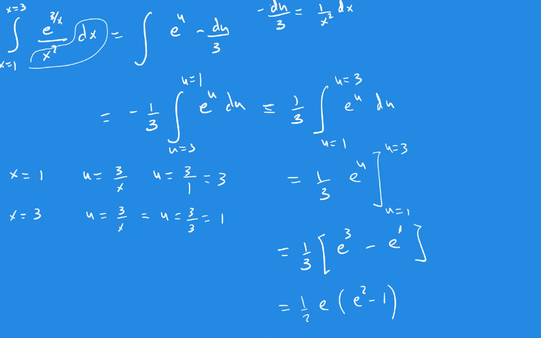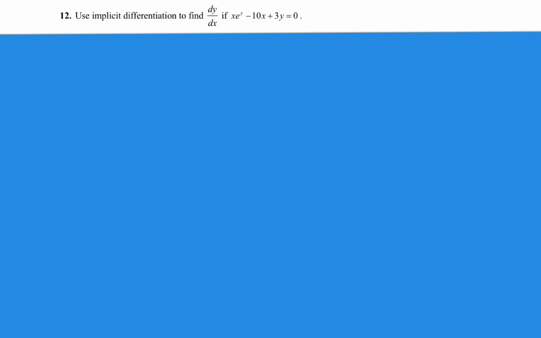And this is the final result. Now we do problem 12. Use implicit differentiation to find the derivative of y with respect to x. y of x is not explicitly expressed. We need to find the derivative of y with respect to x.